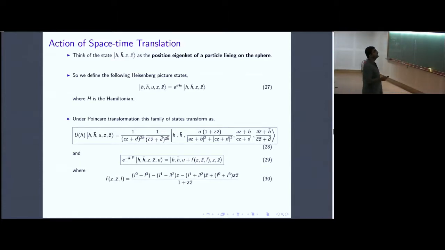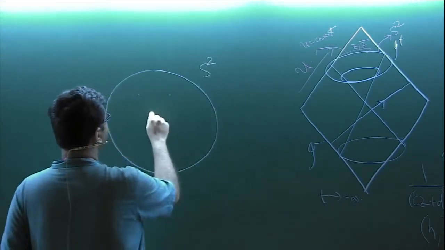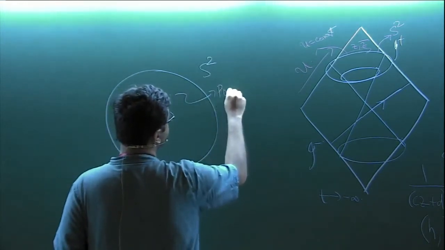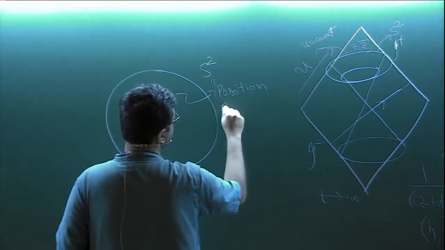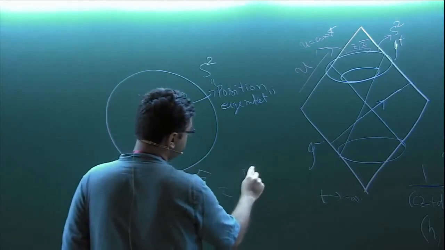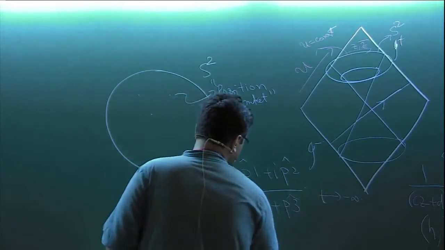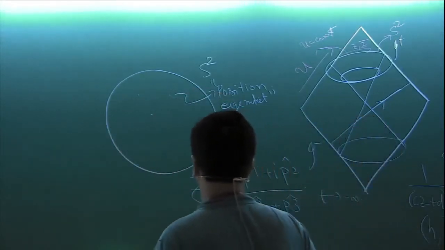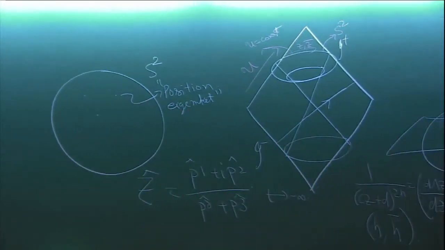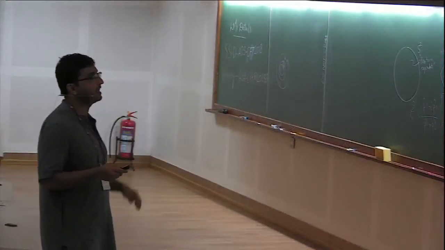Okay, so now the natural question is how does the space-time translation actually work on these states? Let me just tell you that, somewhat imprecisely probably, you can think of these states as living on the S2. And these are some kind of position eigenket. In fact, it's probably not a very bad thing, because you could define a z hat as some p1 hat plus i p2 hat. This will have some singularities, but there's no operator ordering ambiguity here. So you could perhaps define this z hat and say that these z bar states are eigenstates of that. So they are some kind of position eigenstate of a particle which lives on this S2.